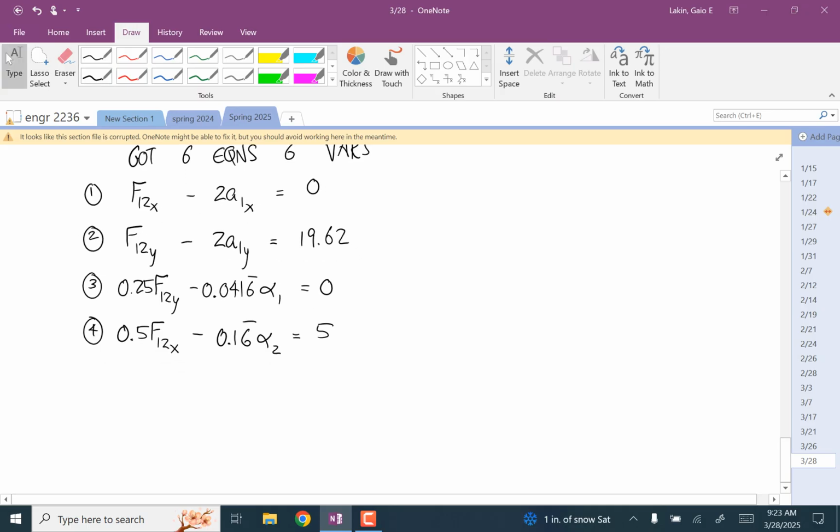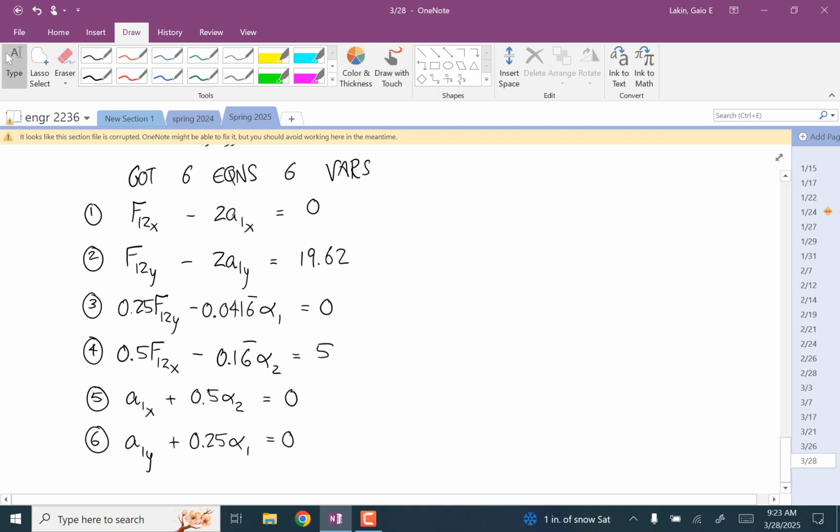Then the two constraint equations. Equation 5 says a1x plus 0.5 alpha 2 is equal to 0. And equation 6 says a1y plus 0.25 alpha 1 is equal to 0. And so now we just have to put this into the augmented matrix and do reduced row echelon form. Our matrix is going to have 6 rows and 7 columns.